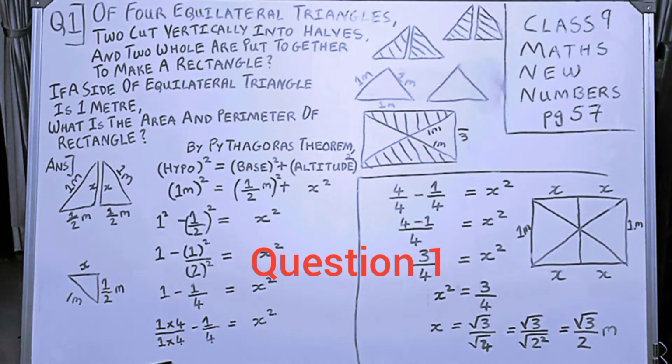Hello students, today we will be discussing page number 57, new numbers, class 9 maths, page 57. This is the first question. There are four equilateral triangles.